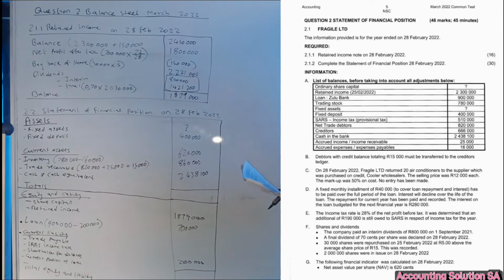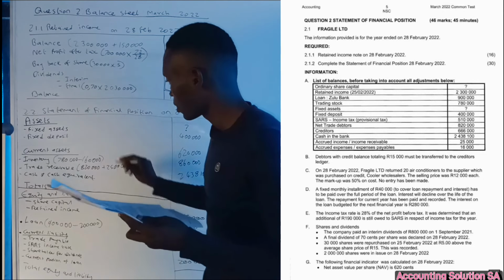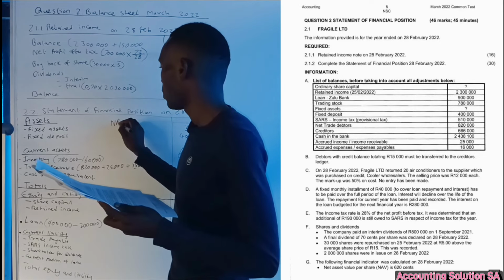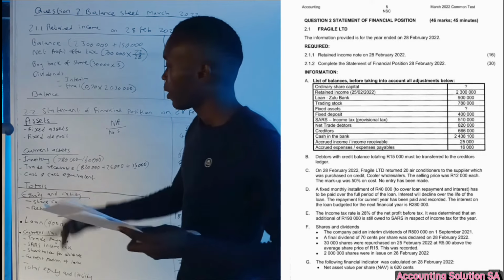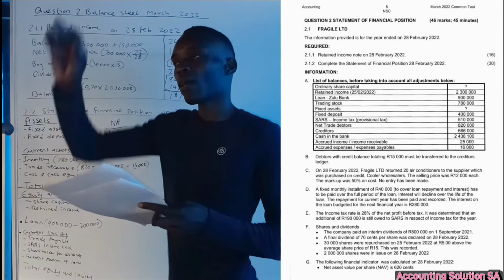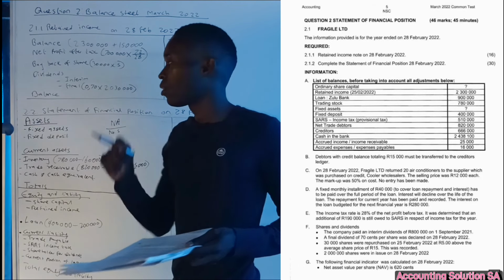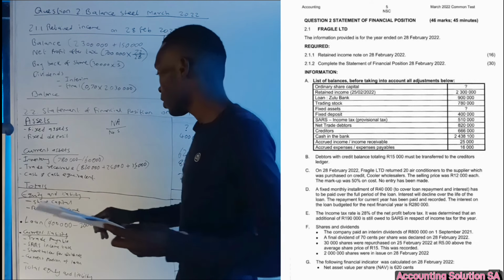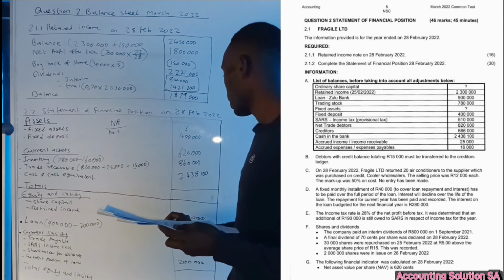Number G, the following financial indicator was calculated on 28 February 2022: net asset value per share. If you know the formula of net asset value per share, it says net assets divided by number of shares. Net assets is the same as total assets minus total liabilities, which is equal to equity, which means that net assets is the same as equity, which means that the total equity, we can get it.